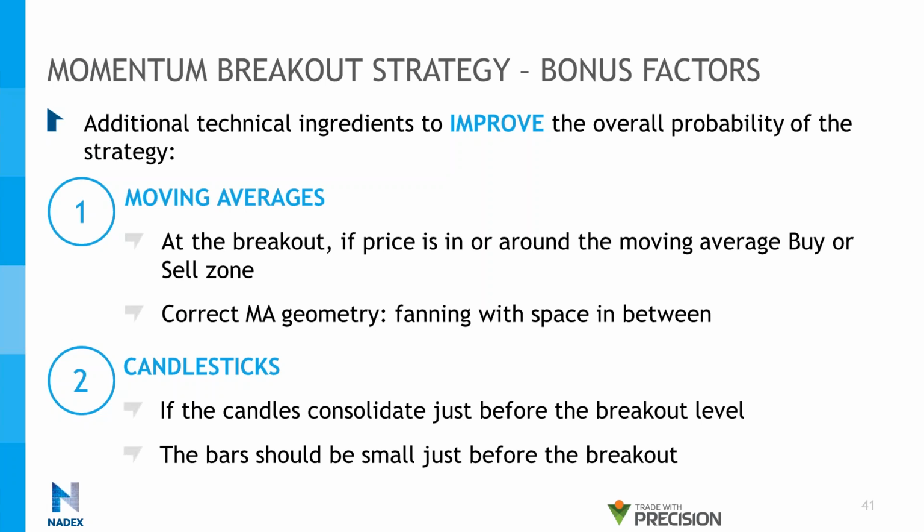The moving averages. I know we already talked about this one, but this is a similar way of using moving averages from the trend flow strategy that we can also use with the momentum breakout strategy. At the breakout level, that flat level, we can look for price to be in or around the buy-sell zone, that 10-20 period moving average zone. The correct moving average geometry that we use to define a strong trend is still a basic requirement. But here we're talking about price being in the buy-sell zone just ahead of a breakout. That usually equates to small candles consolidating just ahead of that flat level.